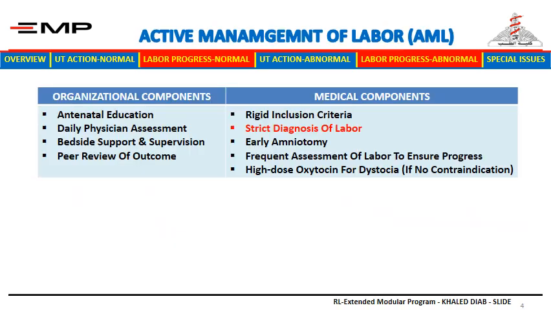The concept of active management of labor was first implemented by O'Driscoll and colleagues at the National Maternity Hospital in Dublin in 1968. This management system contains both organizational and medical components, with the physician supervising normal spontaneous labor on nulliparous women and intervening only when labor progress slows.